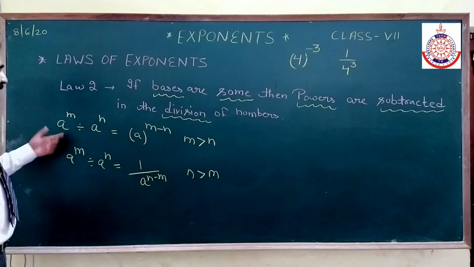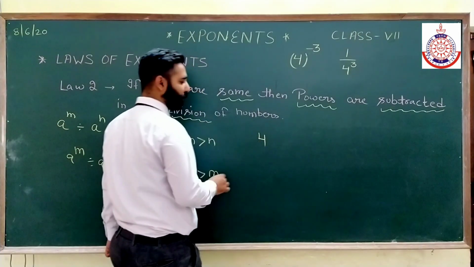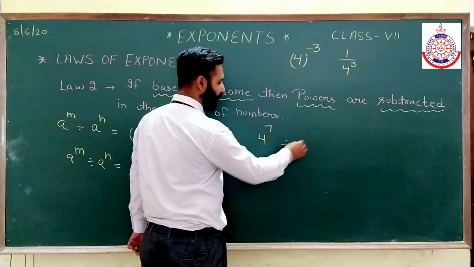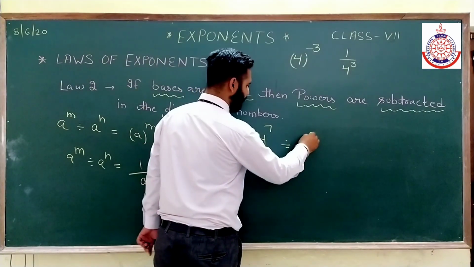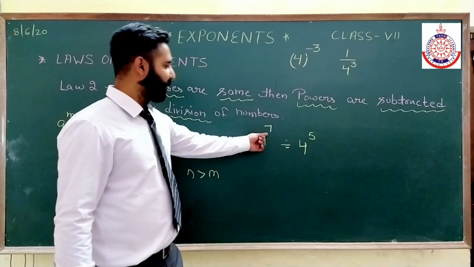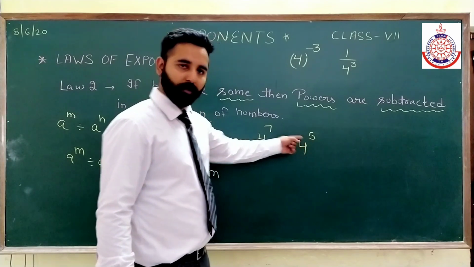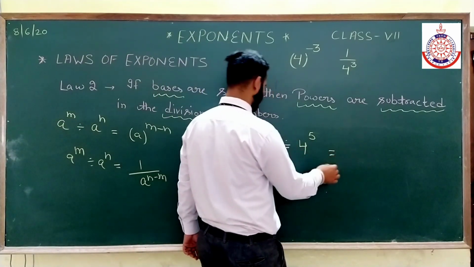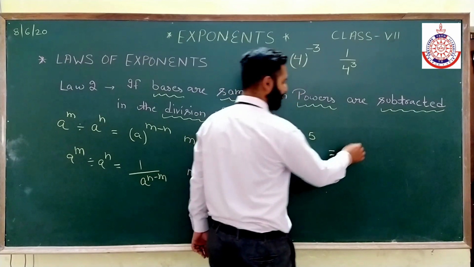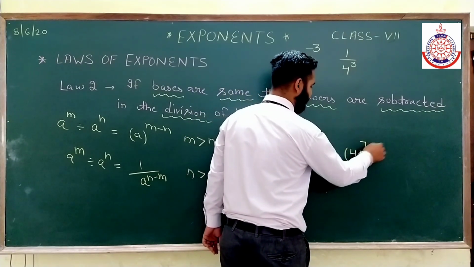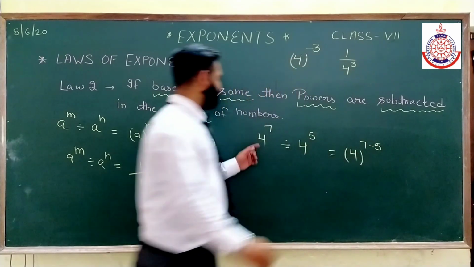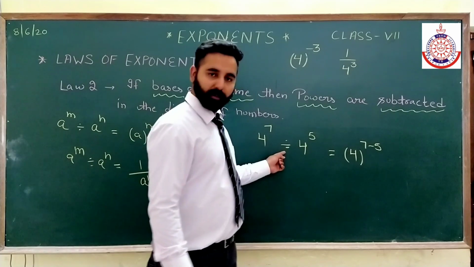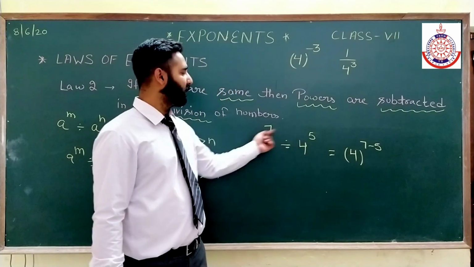Let us take one more example of both the cases. I am taking 4 raised to power 7 divided by 4 raised to power 5. Now here the first power is greater than the second one, so simply, this one we will use. It will become 4 raised to power 7 minus 5, because bases are same, then numbers are in division, we have to subtract the powers.